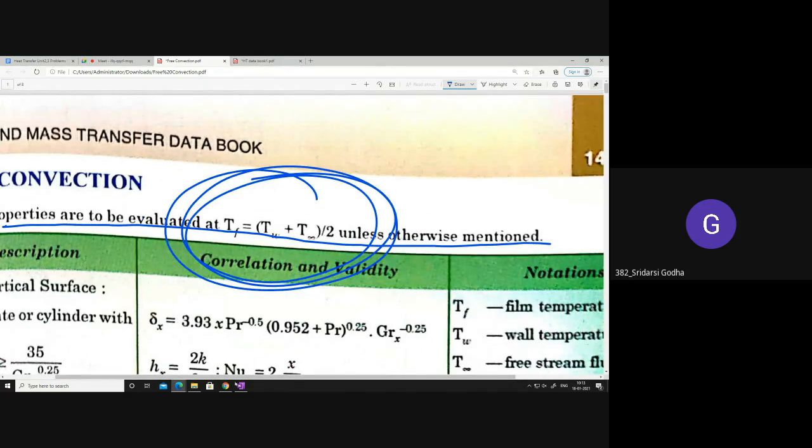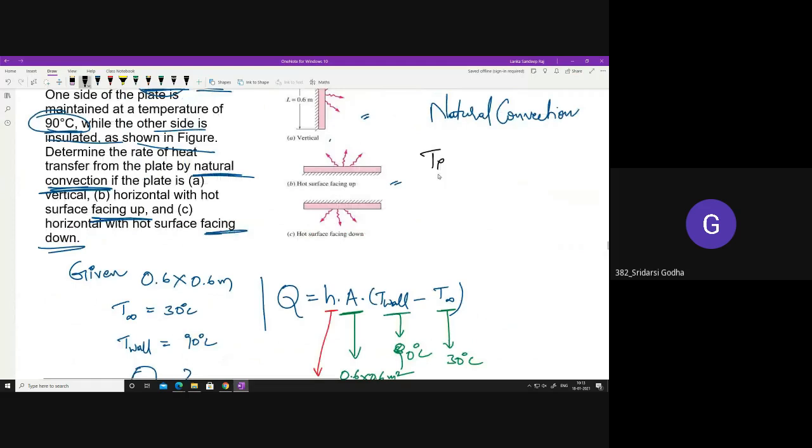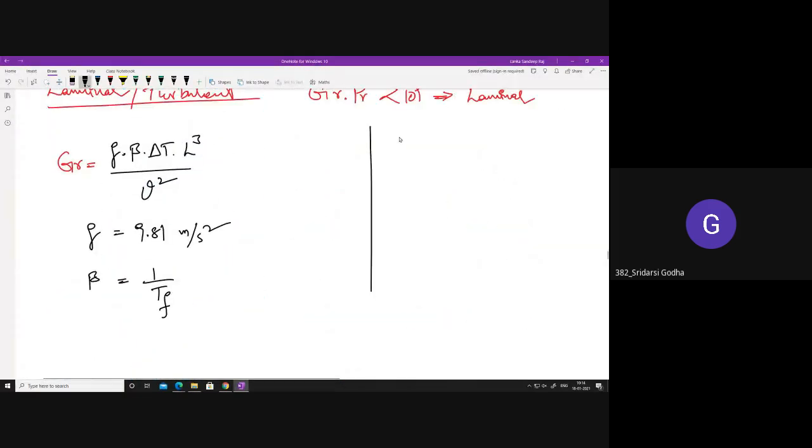So you have to write the value of T_f. T_f is equal to T wall plus T infinity by 2. It is 90 plus 30 by 2. What is this value? 120 by 2, which is 60 degrees centigrade. So all the properties are to be evaluated at 60 degrees centigrade. That's what you would take from the data book. So 1 by T_f here is 1 by 60 plus 273.